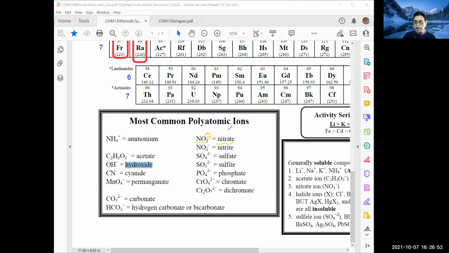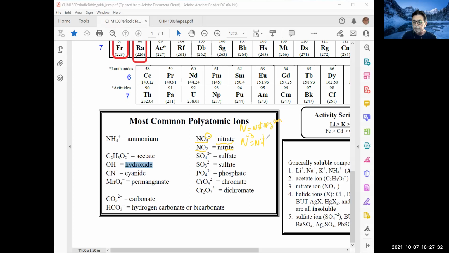We don't change the name to nitrogen trioxide, no such animal. It is called nitrate. Another one, which is just minus an oxygen, is the nitrite, ITE. And notice a little trend here. We start off with nitrogen. We know that nitrogen is a group 5 element, and when it becomes an anion, it picks up 3 electrons, and we change the name to nitride.